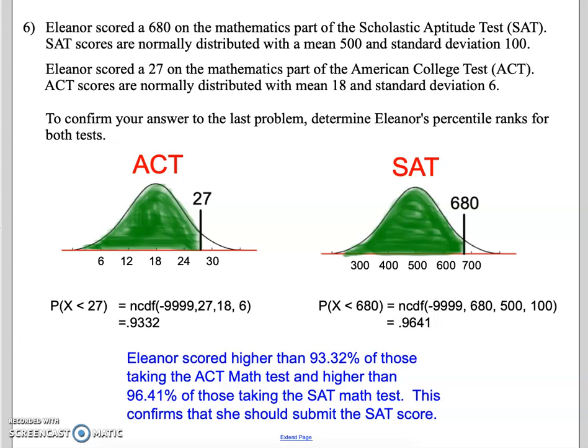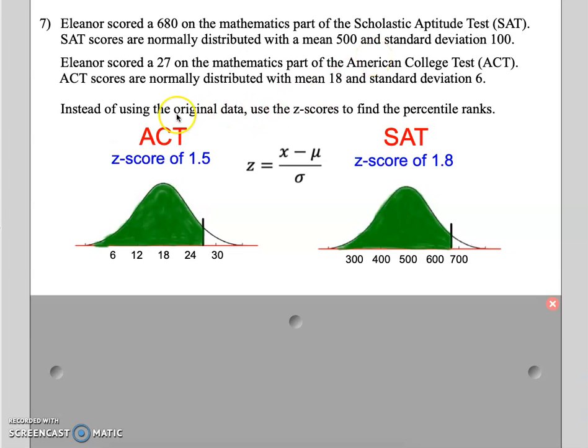Okay, one more problem. This time it says instead of using the original data, use z-scores to find the percentiles. Remember for the ACT a couple slides ago we got a z-score of 1.5, and for the SAT we got a z-score of 1.8. Let's look at the scaling on the bottom here.